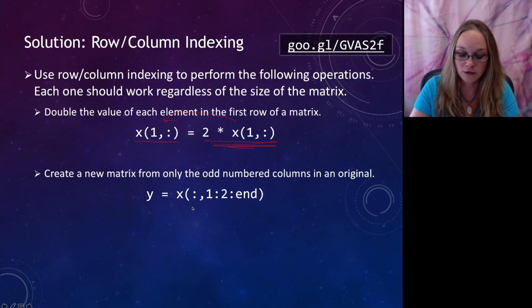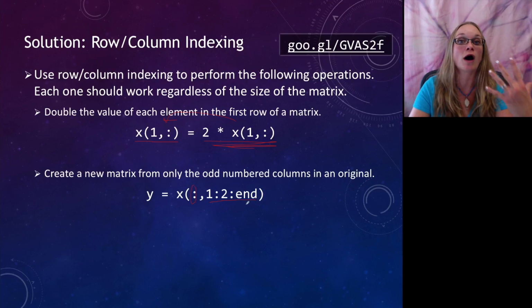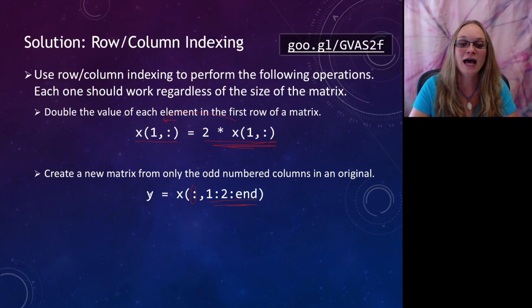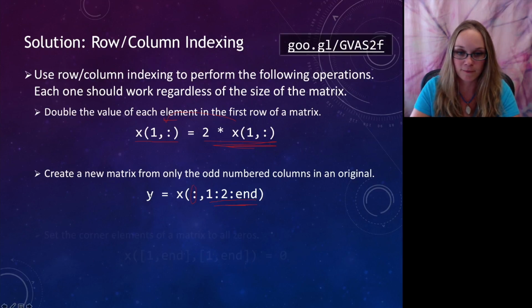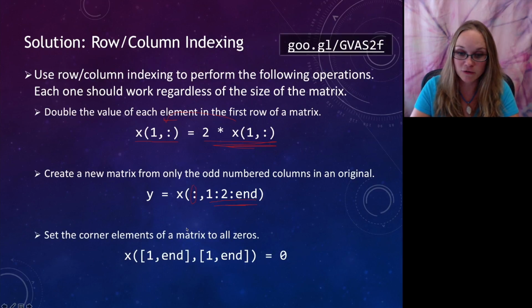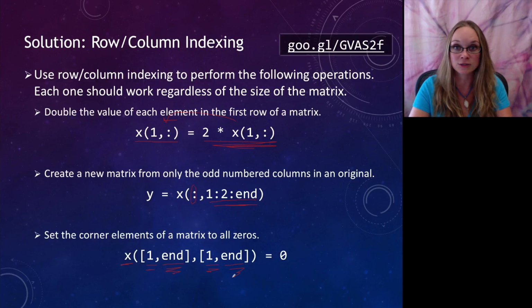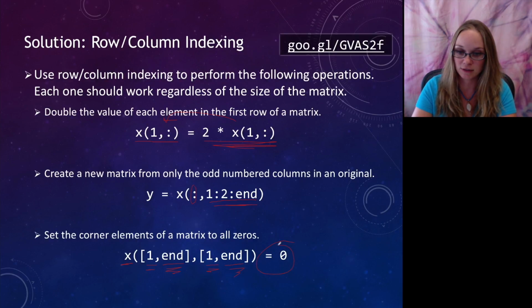Okay, create a new matrix from only the odd numbered columns. This is all the rows, and we're working with columns. This is start at the first one, go every other one to the end. If you ever see something about how to do odd numbered columns, this is what you need to do. And the new matrix is y, so y equals this new thing. Okay, set the corner elements of a matrix to all 0. Whatever matrix you are working with, start with x, and the corners are just 1 and end, and 1 and end. So first row, last row, first column, last column, no matter what size matrix that is. Set all of that equal to 0.